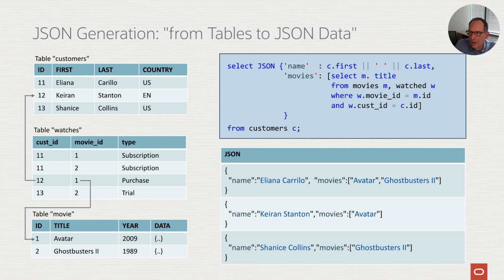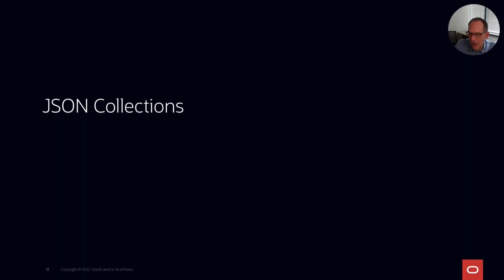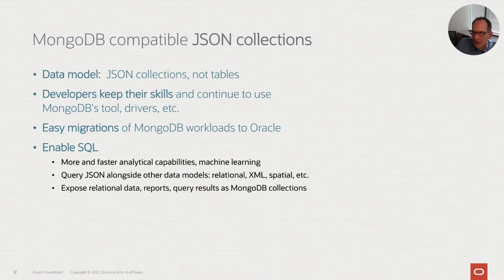Good, so now we understand how JSON can be stored in a relational database and how you can use SQL to query or to generate it. Now we want to look at JSON collections. This is a concept that NoSQL databases like MongoDB have introduced, and our JSON collections are MongoDB compatible. So it's really just a different way to look at your data.